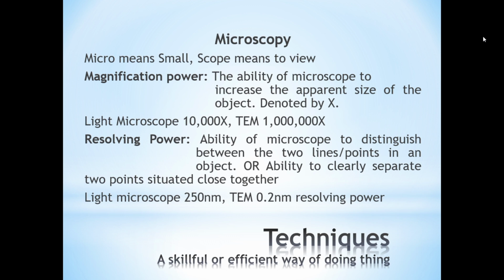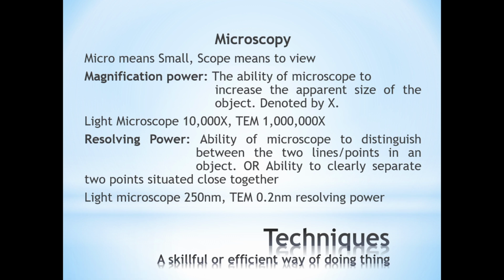There are various types of microscope, for example, simple microscope, electron microscope, transmission electron microscope, and scanning electron microscope. These different types of microscope differ depending upon the magnification as well as the resolution power.